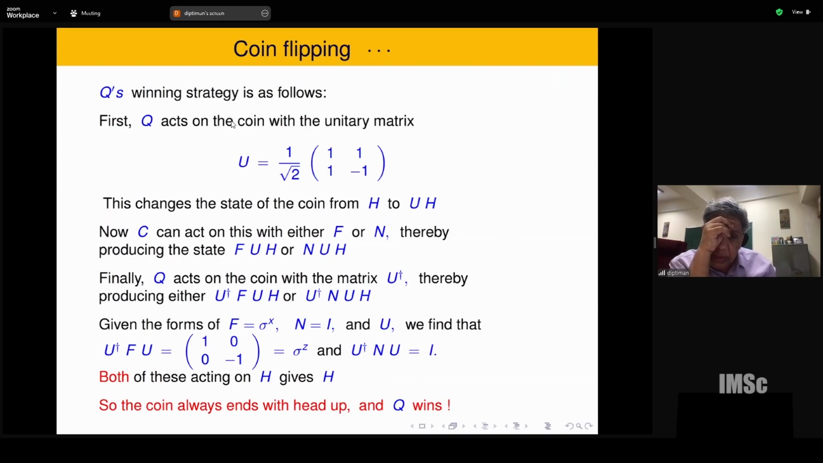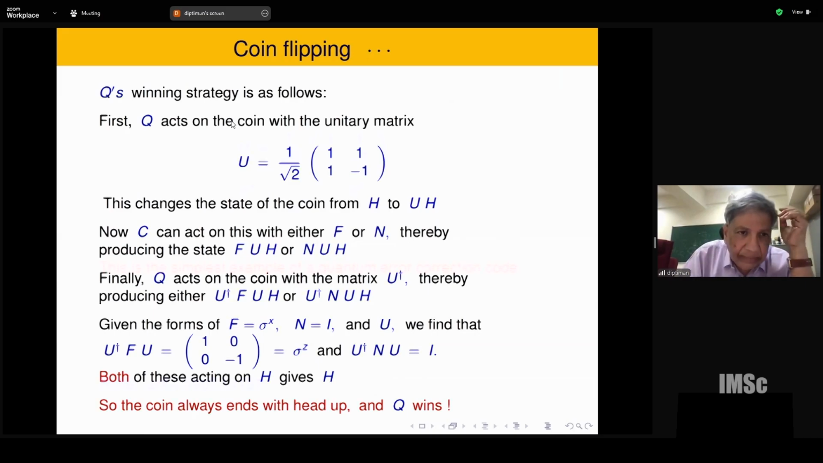You can ask what will happen if the initial state was not head but tail. Then you'll discover that if it started as tail, then U dagger FU will turn it into minus tail. But that's really the same as tail in quantum mechanics, because in quantum mechanics, you only calculate probabilities, not the wave functions themselves. So again, if you start with the coin in the tail state, it will remain in tail state as far as the probability is concerned. So this is the first game where, regardless of what C does in the middle, the player Q has a strategy which will always win.